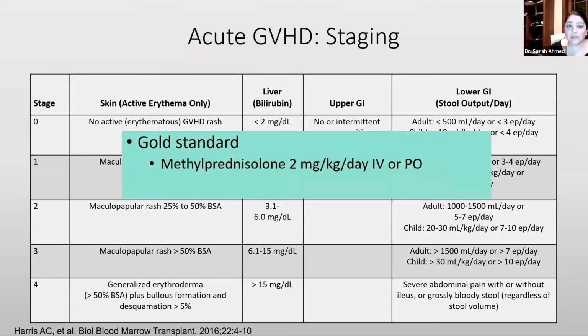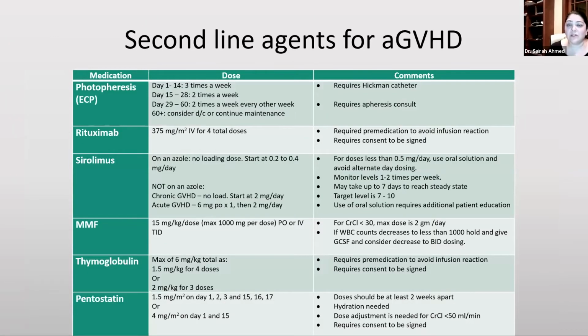At this time, the gold standard for treatment remains corticosteroids at high doses, and steroid refractory GVHD, by definition, is generally more than 7 days without any improvement in symptoms. Second-line agents for acute GVHD historically have been photopheresis, rituximab, thymoglobulin, pentostatin. And whenever you see a list like this, it means that there's really no standard. We'll talk a little bit about newer agents that have changed the dynamic a little bit in terms of choosing a second-line agent.